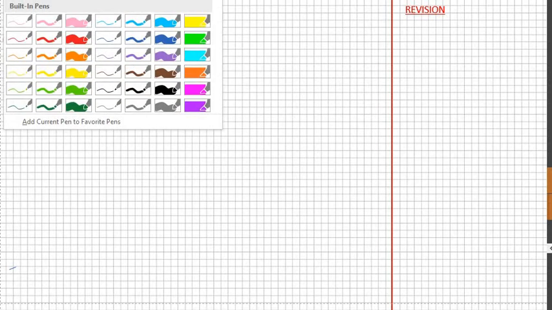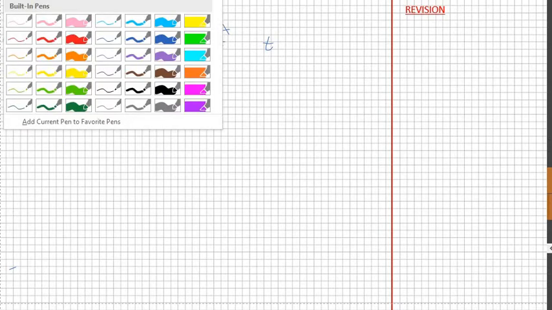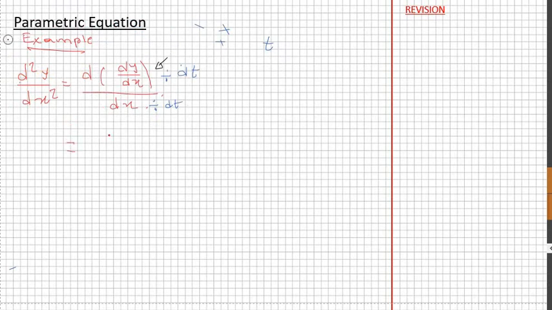If I divide by the parameter, okay, let's assume that t represents the parameter, so I divide the numerator by dt, and I also divide the denominator by dt. So I'm going to end up with this. I have the derivative of y with respect to x over dt, divided by dx over dt.